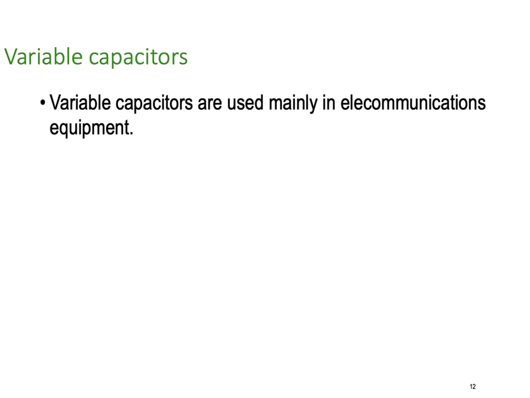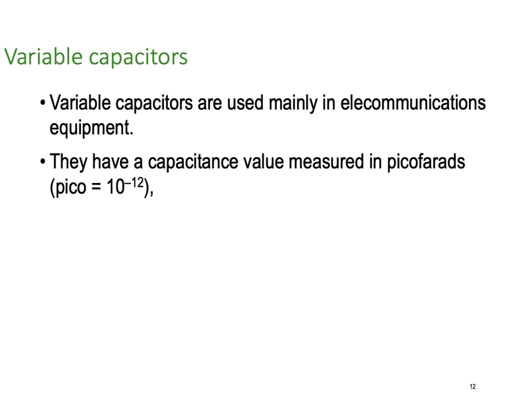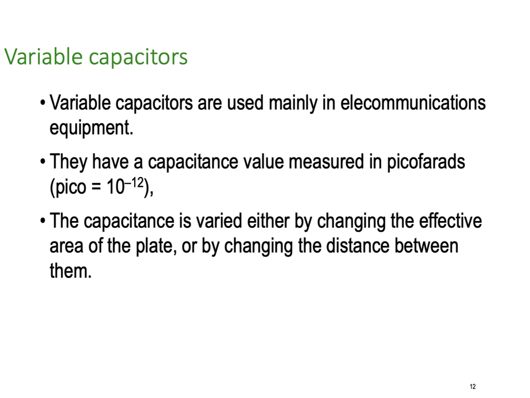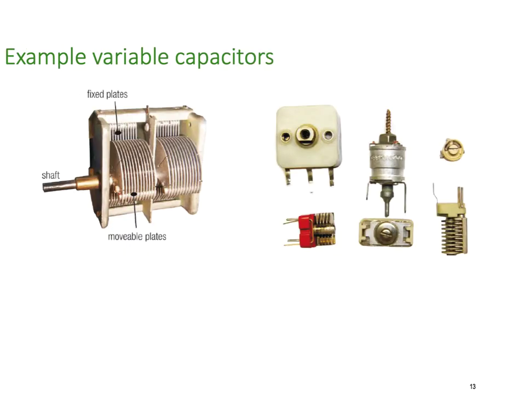So next, we're going to look at variable capacitors. Variable capacitors are used mainly in electronics communications. They have a capacitance value that is measured in picofarads, so that's times 10 to the minus 12. The capacitance is varied either by changing the effective area of the plates or changing the distance between the plates.